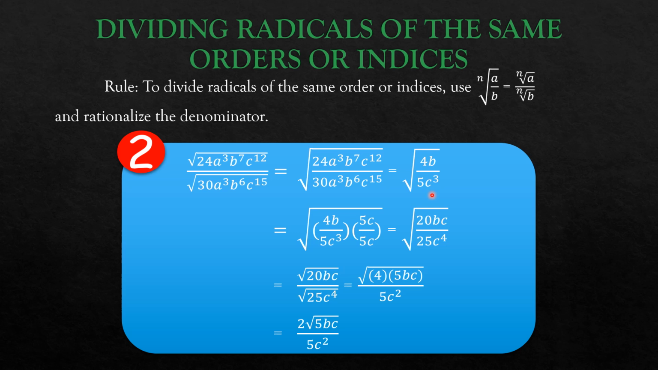So, ang simplified form po ng radicand natin na 24a cubed b raised to 7 c raised to 12 divided by 30a cubed b raised to 6 c raised to 15 is 4b over 5c cubed. And then, syempre, kailangan mag-rationalize tayo ng denominator. So, para matanggal natin yung radical sa denominator, since square root ito, ang index natin ay 2. Pero, kung mapapansin nyo, ang exponent ni 5 ay 1, and ang exponent ni c ay 3.